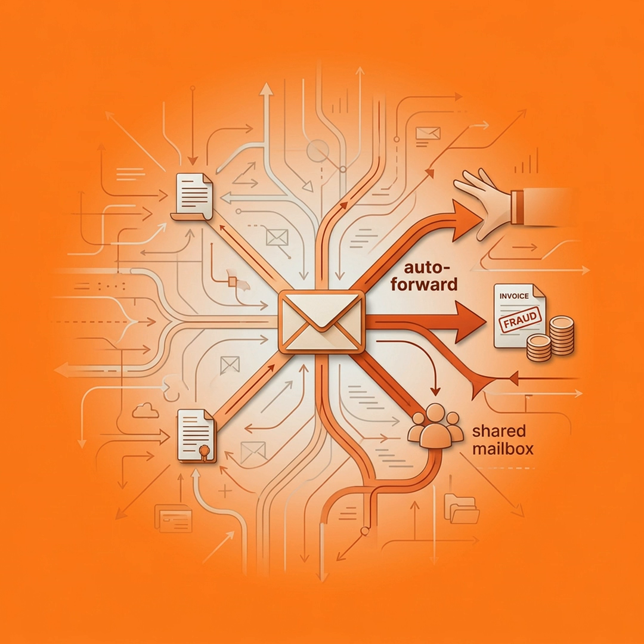And from ops, it's usually not a single mistake. It's a stack of convenience features, forwarding rules, delegation, calendar invites that change billing dates. Each one on its own seems harmless. Together, they create a path that's easy to exploit.